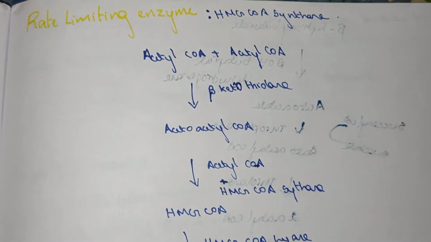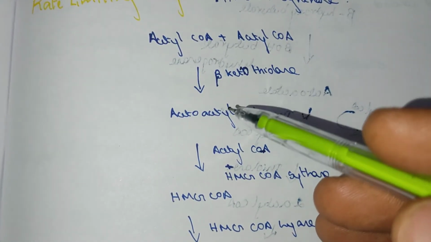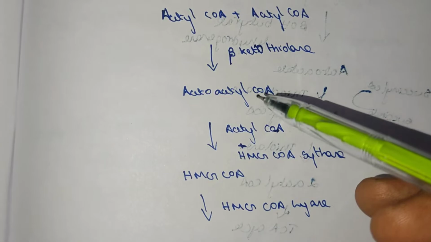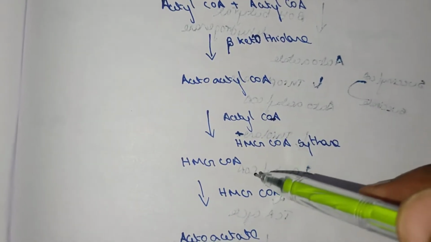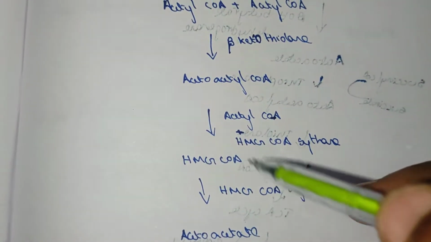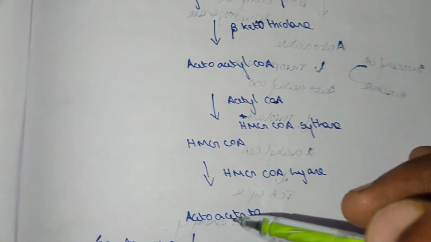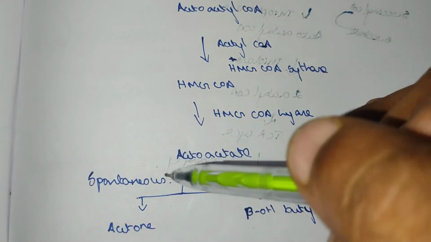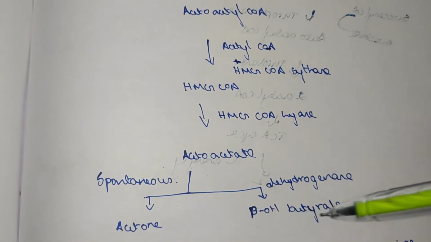The rate-limiting enzyme is HMG-CoA synthase. Acetyl-CoA plus another molecule of acetyl-CoA, with the help of the enzyme beta-ketothiolase, changes into acetoacetyl-CoA. From acetoacetyl-CoA, by HMG-CoA synthase, the rate-limiting enzyme, plus acetyl-CoA, it changes into HMG-CoA. The HMG-CoA is broken down by HMG-CoA lyase into acetoacetate, which is the primary form of the ketone body. From it, acetone, the secondary form, is formed spontaneously, and beta-hydroxybutyrate is formed by dehydrogenase.